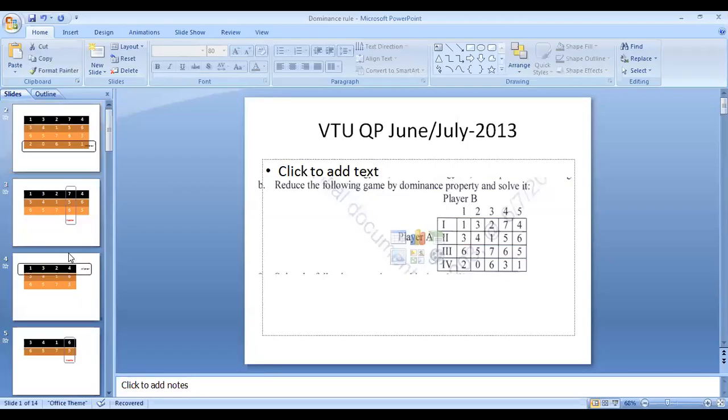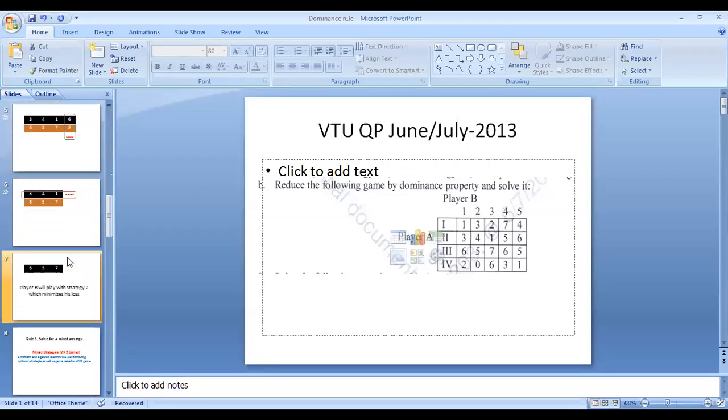That is the saddle point itself, and the pure strategy exists in this particular problem. When there is a pure strategy, that is, a saddle point exists, then you can easily find out the optimal strategy and value of the game. The optimum strategy for player A and player B will be only one, that is the pure strategy.